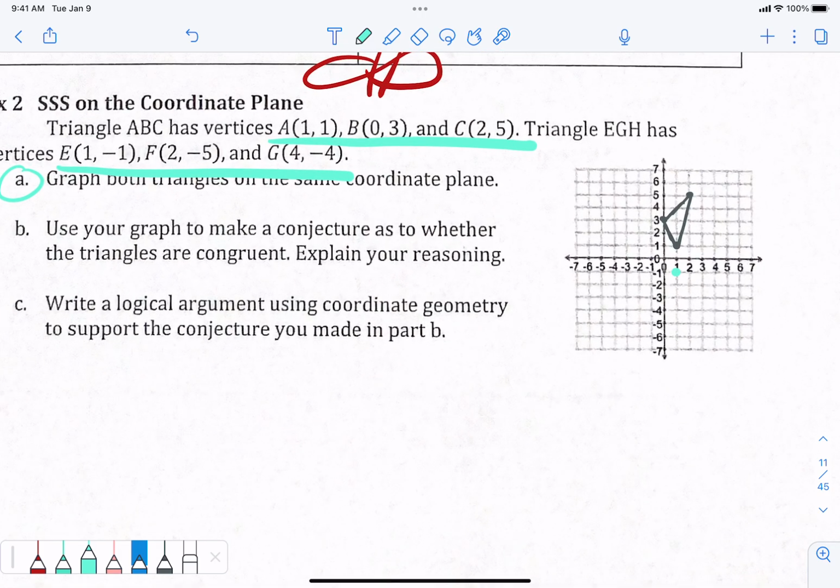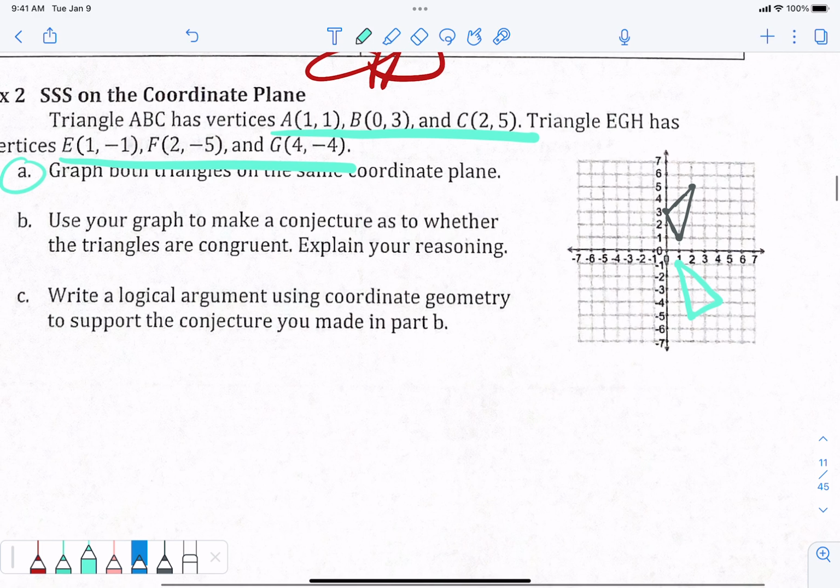1, 1. Okay, graph them fast if you can. That's what part A is. Part A, graph the triangles on the coordinate plane. Perfect. 1, -1. Got it. B. 2, -1. I'm trying to go as fast as I can because we're going to run out of time. Okay. B, if you look at those two triangles, do they look congruent or not congruent? Do they look like the same shape and same size?